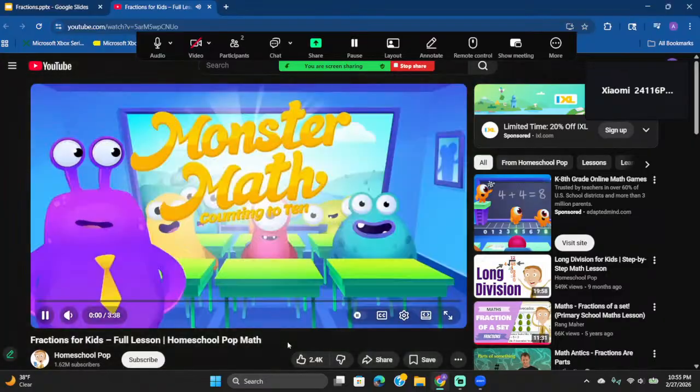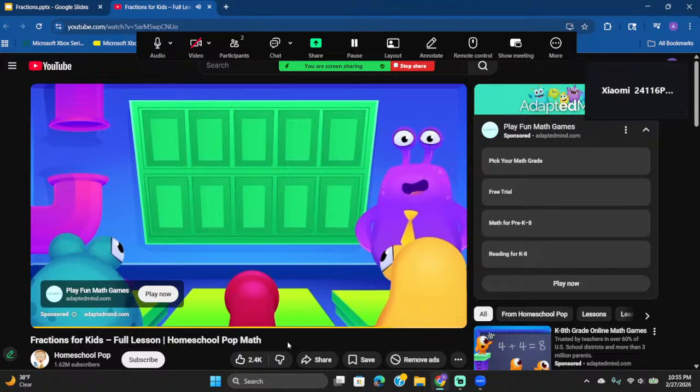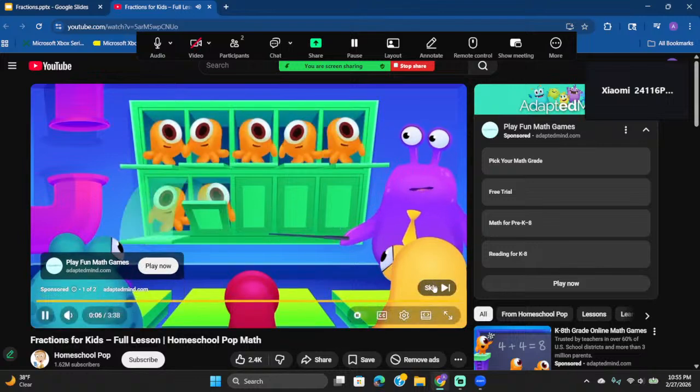Well, Monster Math presents Counting to 10. Okay, class, let's count these munchkins.